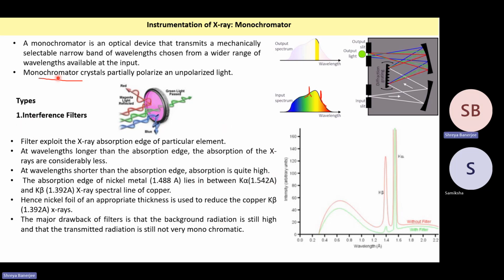So the interference filter is one kind of monochromator which increases the intensity of the wavelength that you want and decreases the intensity of the other wavelengths. But the major drawback is that the background radiation is still high. You can see a lot of the extra background radiation is still there. And the transmitted radiation is not very monochromatic. Monochromatic means a single wavelength, but you can see there are other wavelengths also present. That is a drawback of the interference filter.